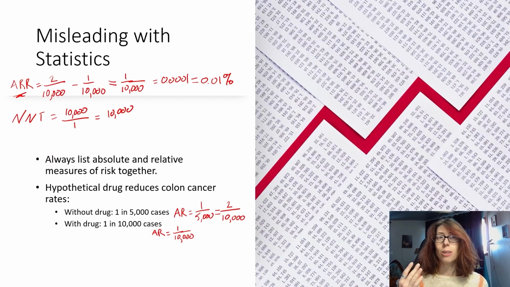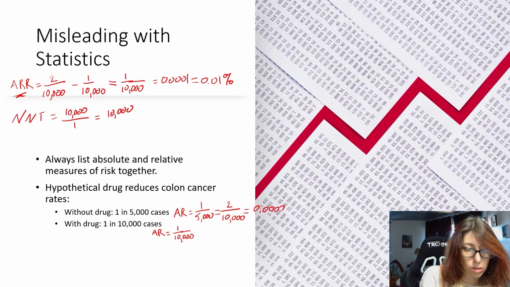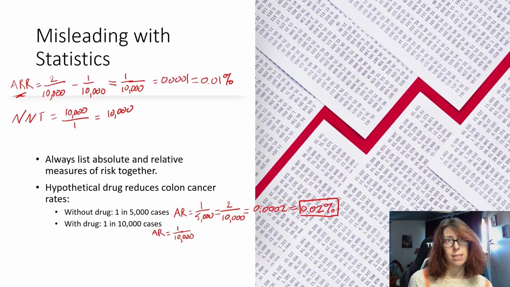All right, so what is the relative risk reduction? Remember, to find the relative risk reduction, we take the ARR and divide by the original risk in the control group. Now, the original risk in the control group was 1 in 5,000. So I'm just going to convert that to a percentage so that everything is in the same units. So 0.02% is the absolute risk in the control group. And we calculated the ARR up above here.